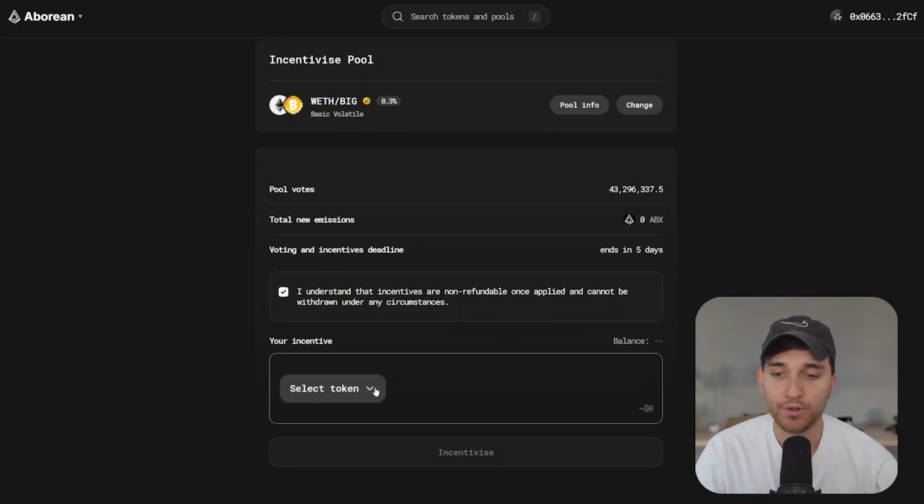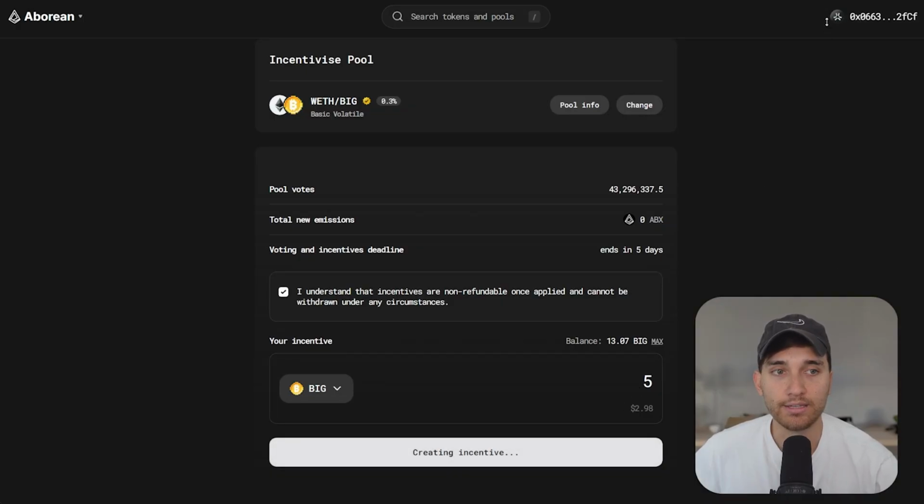So for example, just to show you this flow, I can deposit some Bitcoin into this pool here to try and incentivize people to vote for this particular pool and receive some of this Bitcoin that I'm depositing to this incentive.